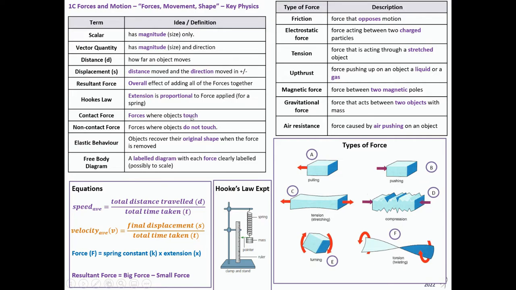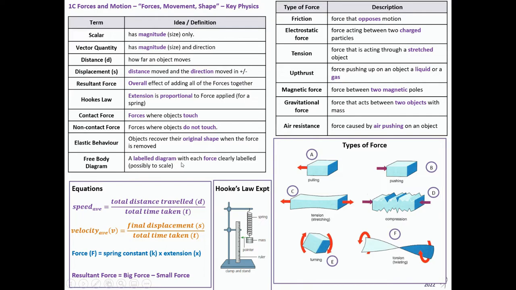Contact forces, so where objects touch. Non-contact forces, where objects don't touch. So these could be forces created from gravitational fields, magnetic fields, electrostatics. Elastic behavior, so when a spring is deformed and then it returns to its original size.